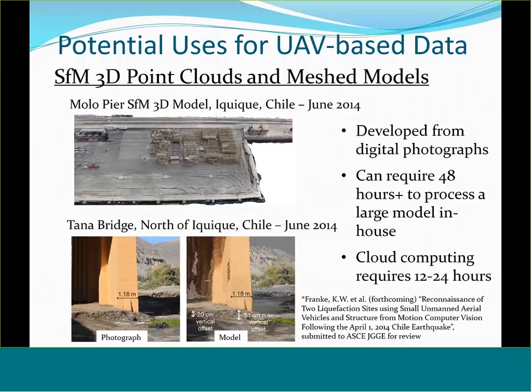Using digital imagery captured from our UAVs, we can create 3D models of different damage sites. For instance, this top figure is from the liquefaction damaged pier in Iquique, Chile, from the earthquake in April of 2014. From the same earthquake, down below you can see on the left an actual photograph of a bridge where liquefaction occurred, and on the right, the 3D meshed or textured model that was developed after structure from motion computer vision was performed.